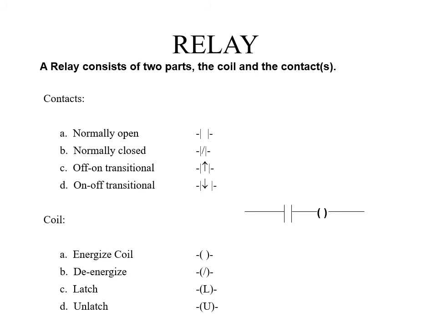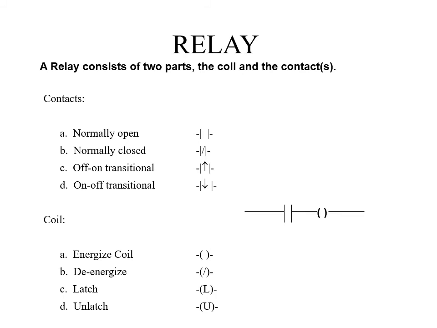And then for the relays, a relay consists of two parts, the coil and the contacts. The contacts are what we have used as inputs. So it can be expressed as two vertical lines for normally open, two vertical lines with a slash in the middle as normally closed, and then we have an arrow up for off-on transitional and an arrow down for on-off transitional. Now, we barely use the off-on and on-off transitionals. Most of the time, we use normally open and normally closed contacts or switches.